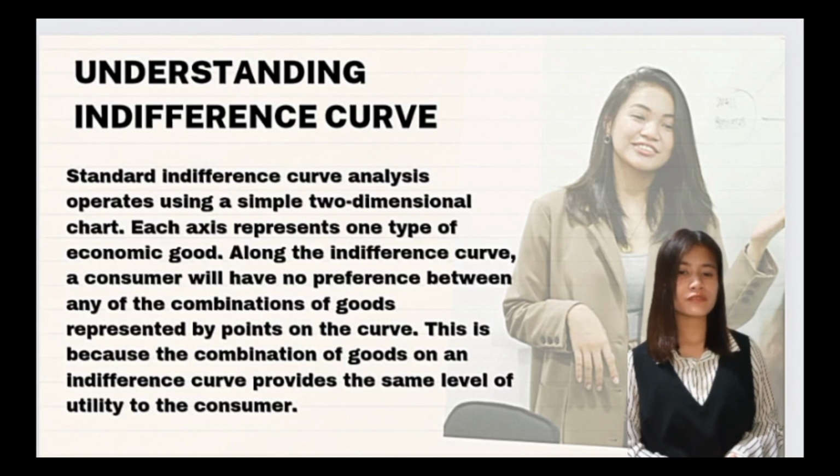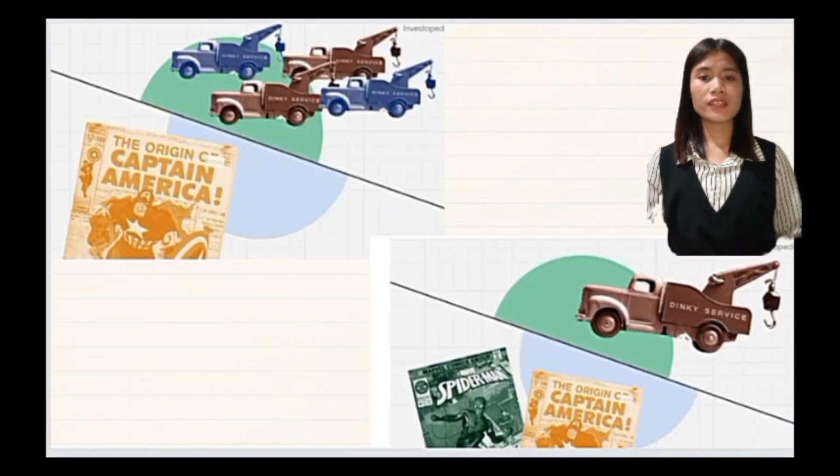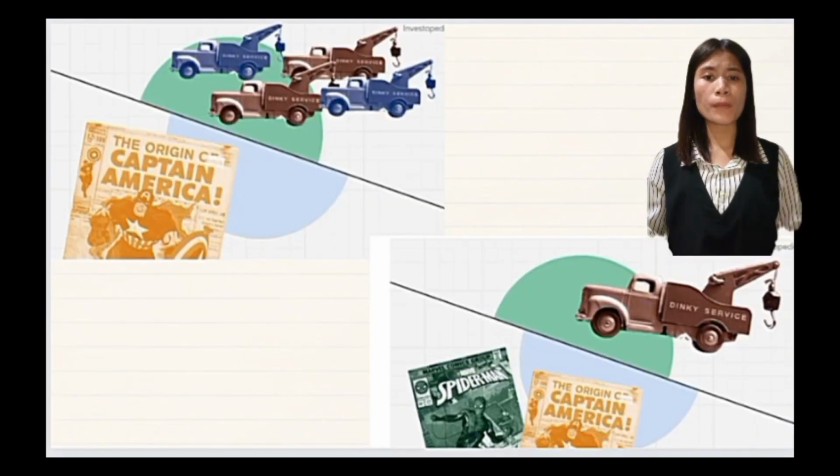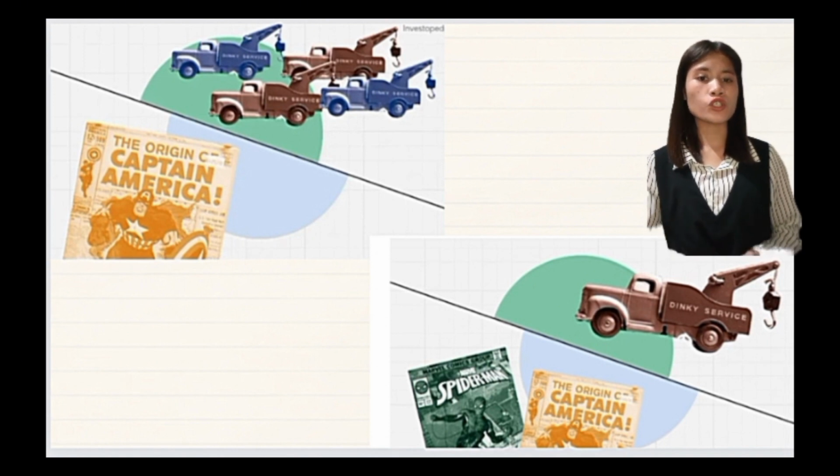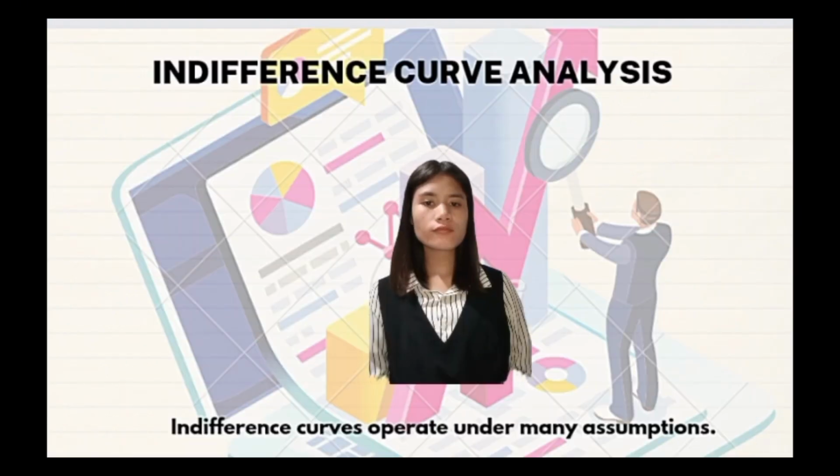to the consumer. A young boy might be indifferent between possessing 2 comic books and 1 toy truck, or 4 toy trucks and 1 comic book. So both of these combinations would be points on an indifference curve of the young boy.